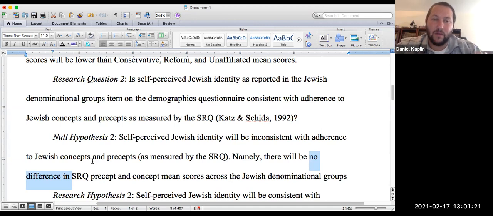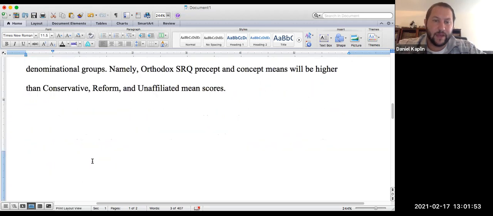Now, the second hypothesis, I wanted to know if your self-reported identification matched your scores on SRQ. That we found was consistent. So we know that the groups that we used are credible. So now Orthodox, conservative, reform, and unaffiliated categories, they had differences in belief and practice, and it was demonstrated. So the second hypothesis was also supported, the research hypothesis.